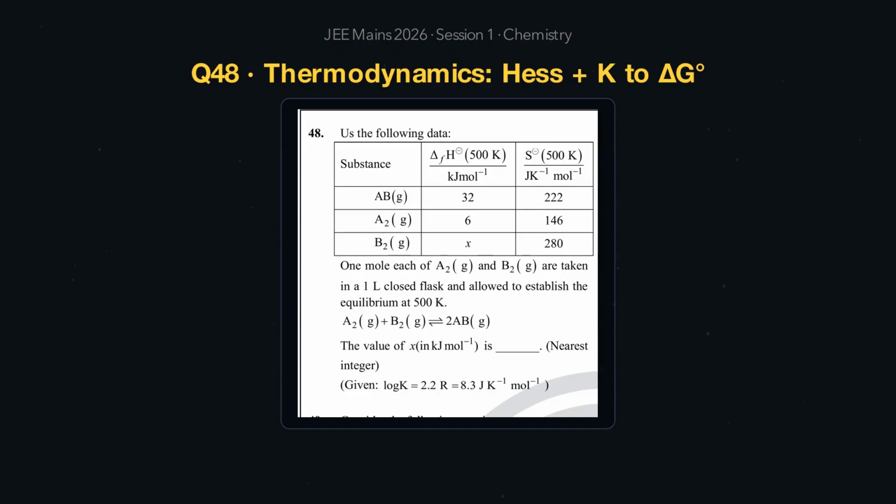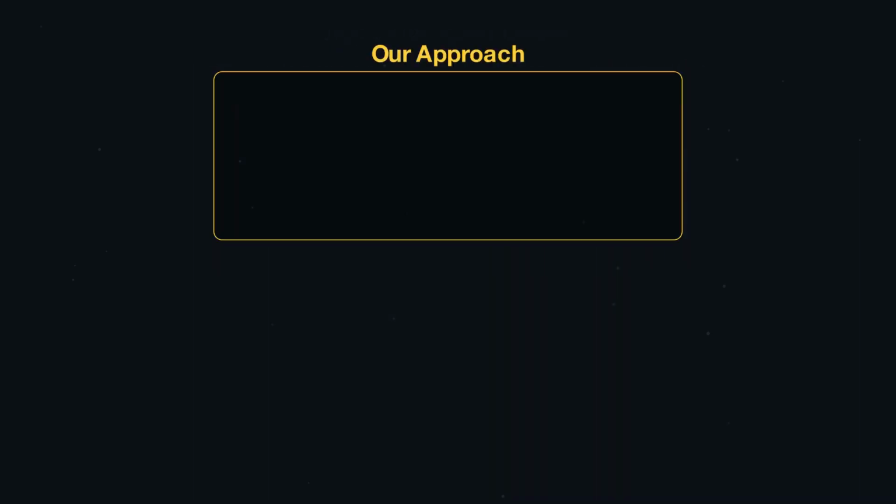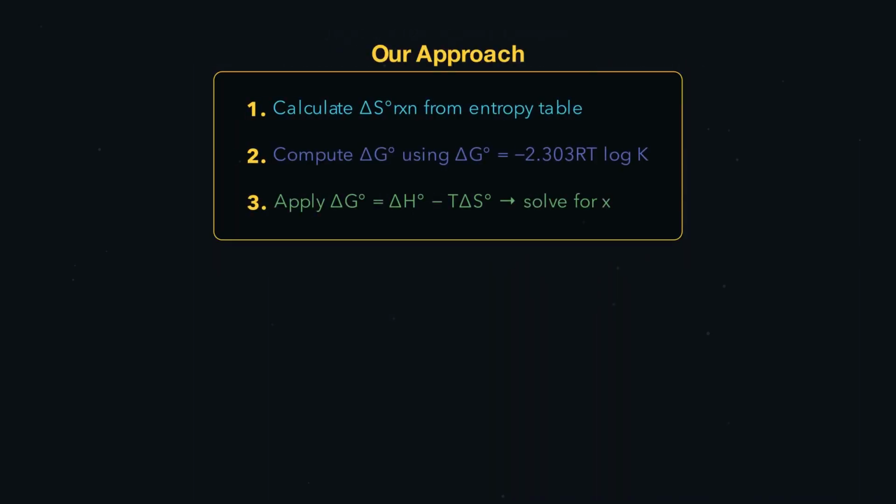Here's our approach. First, we'll calculate the entropy change for the reaction using the known entropy values in the table. Then, we'll convert the equilibrium constant into a standard Gibbs free energy using delta G equals negative 2.303 times R times T times the logarithm of K. Finally, we'll connect everything through the fundamental relation delta G equals delta H minus T delta S to solve for X. Let's start with the entropy change.